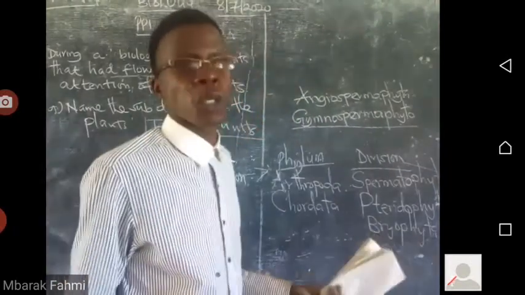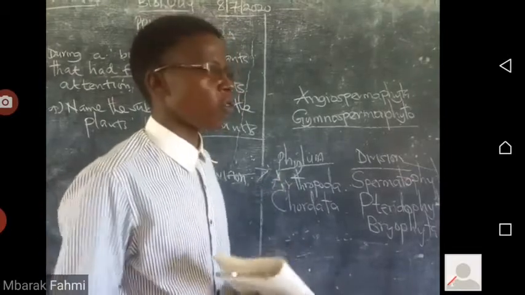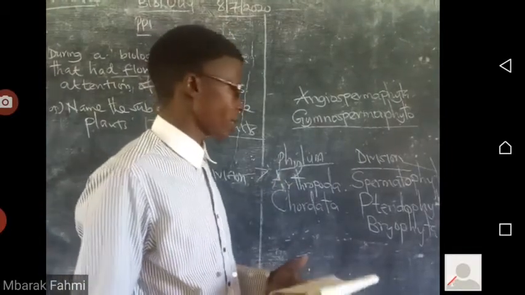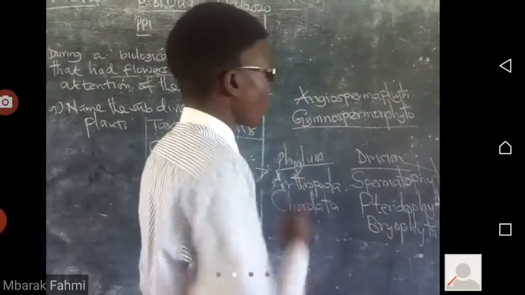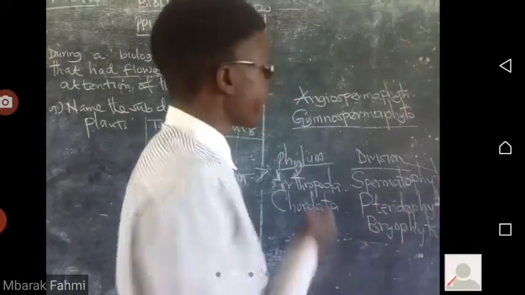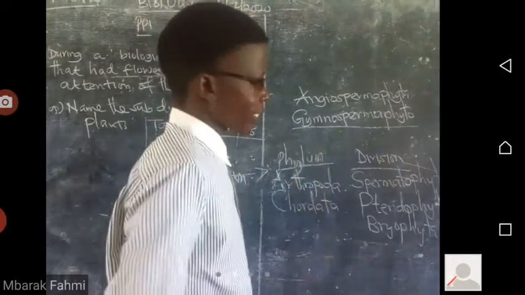Gymnospermophyta comprises the gymnosperms, like for example the cypress. Those ones fall under the gymnospermophyta. The cypress, I believe you know what I mean by the cypress trees. I think you've come across this. So we have the pines and the cypress, they fall under the gymnospermophyta. Now, what are the classes here?